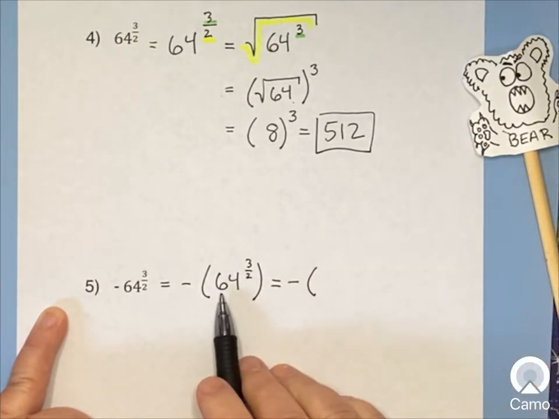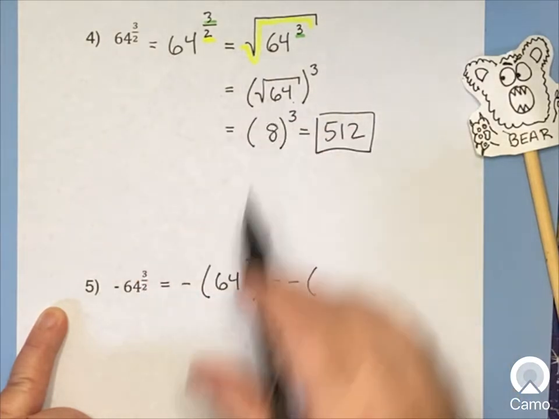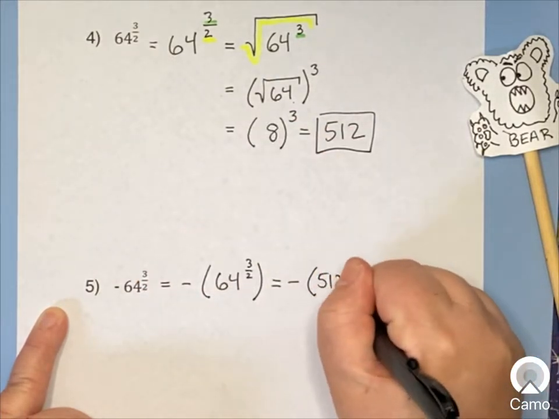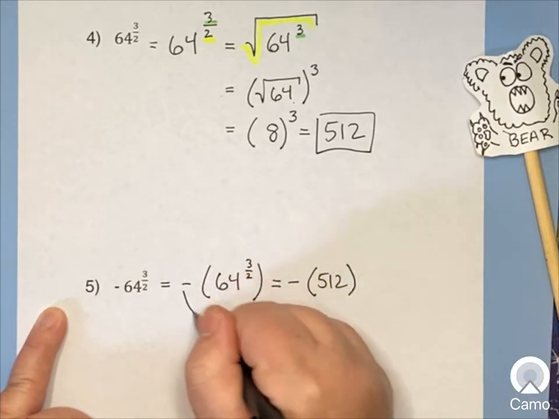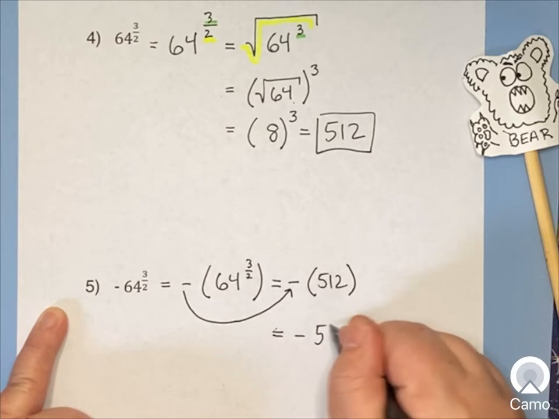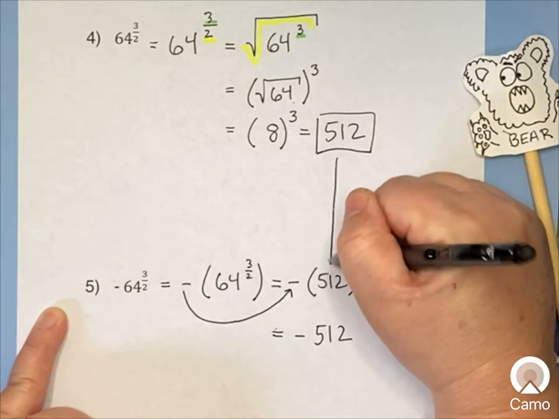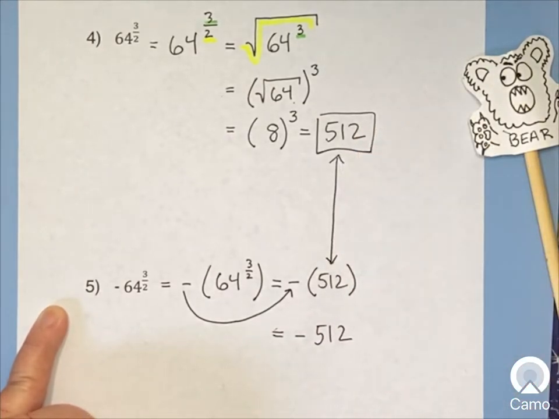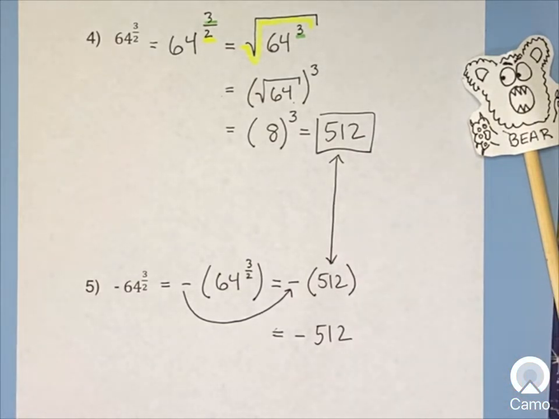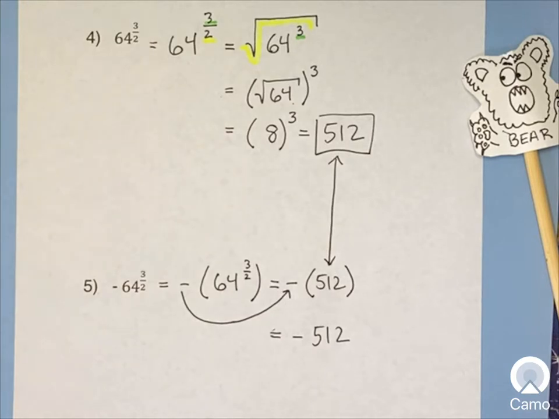We know from here that 64 raised to the 3/2 power is 512, and the minus just waits outside. So we get negative 512. The 512 is from the previous problem. So if we've got a minus just sitting out in front, then the minus just sits out in front.